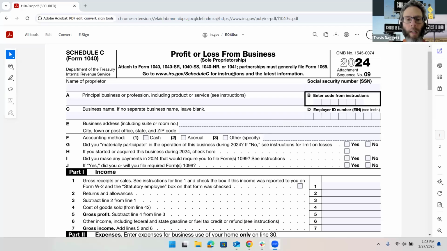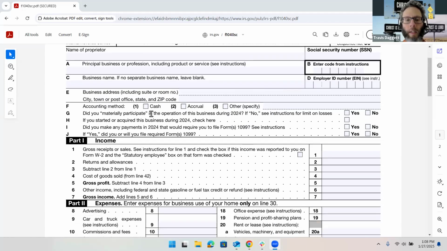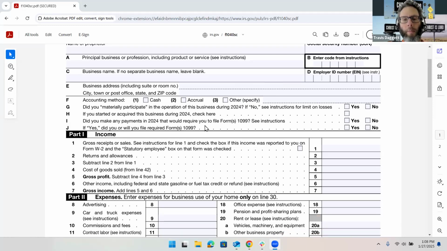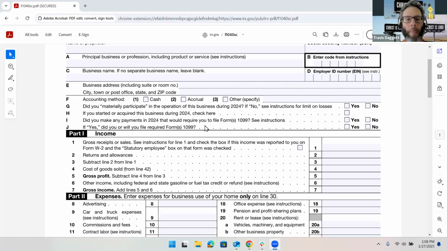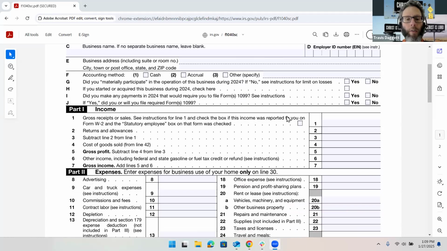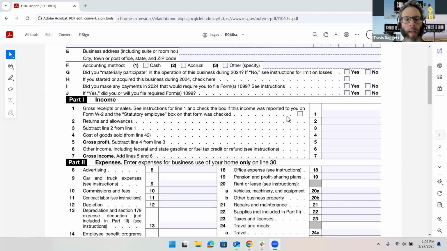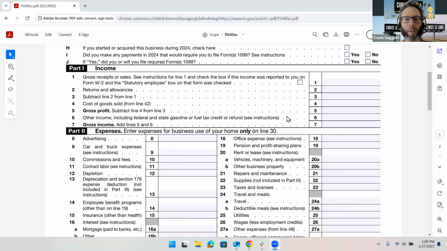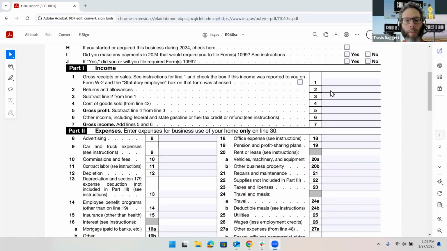So you can see there's basic information about the business here, the accounting method, if you use accounts receivable or not, if you have sales tax or not. Question about material participation mainly relates in practical use to real estate, and a few other questions that are pretty self-explanatory.